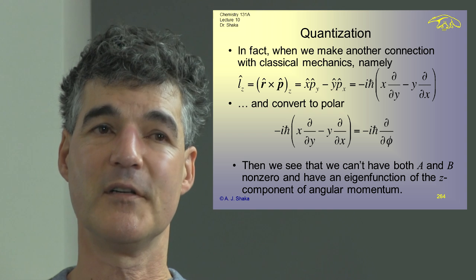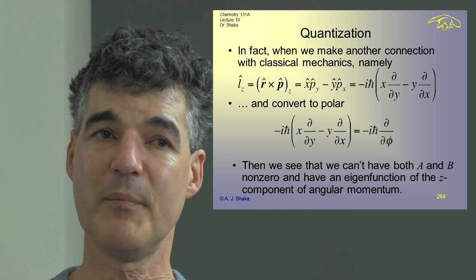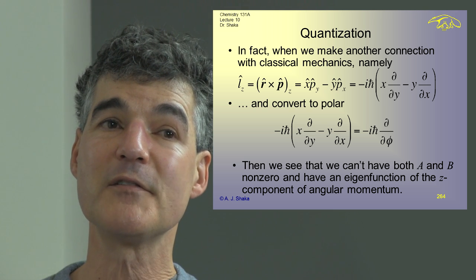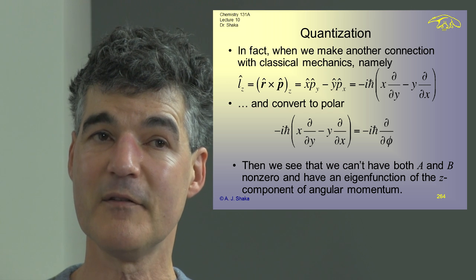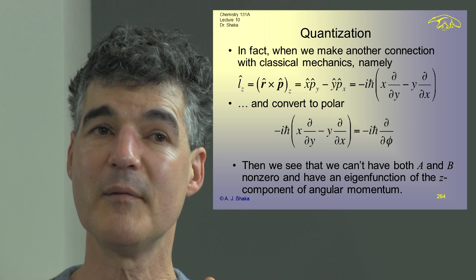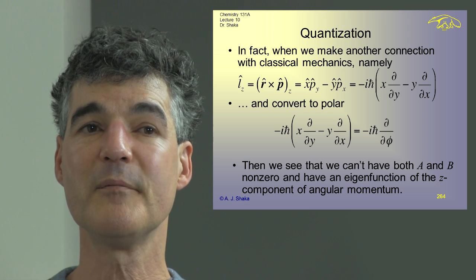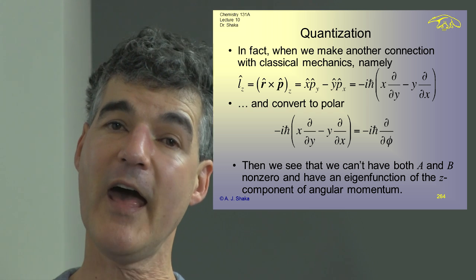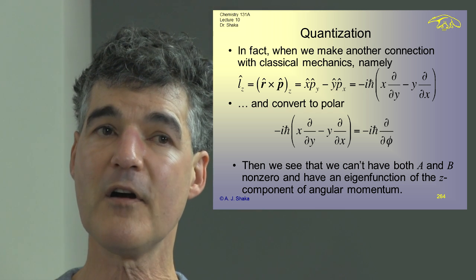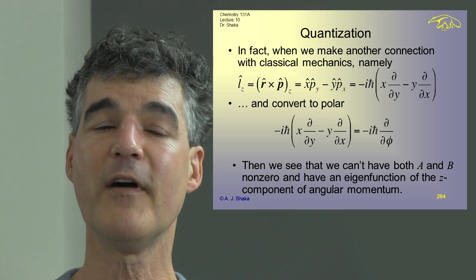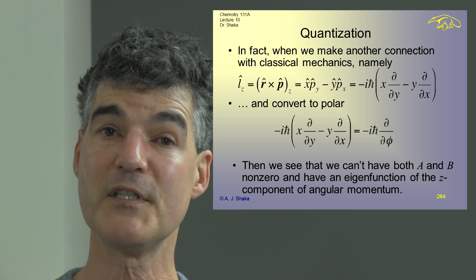In fact, we can make another connection with classical mechanics. So the angular momentum, Lz, is just r cross p, z component, and we can put in our quantum operators. We can put in x hat py hat minus y hat px hat. That's what the z component of r cross p is. And that's equal to minus i h bar times x, the derivative with respect to y, minus y, the derivative with respect to x. So that's our operator. We can convert that to polar coordinates by exactly the same tricks as before. If you're very careful and convert to polar coordinates, you find it comes out to be this real simple thing: minus i h bar d by d phi. Just the first derivative with respect to the angle.